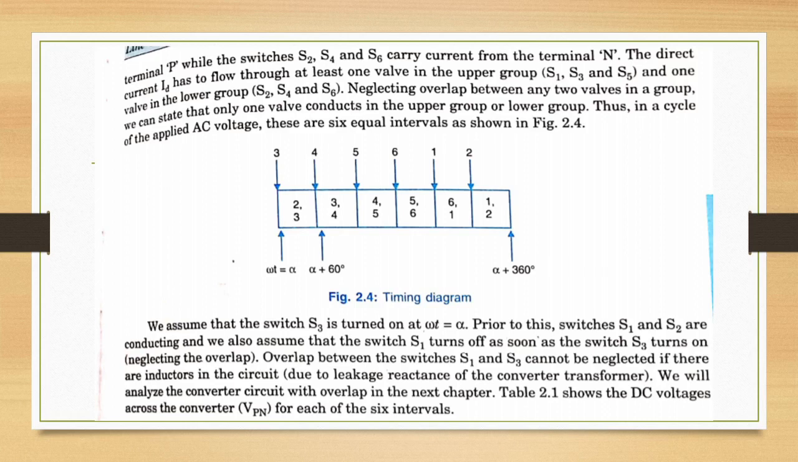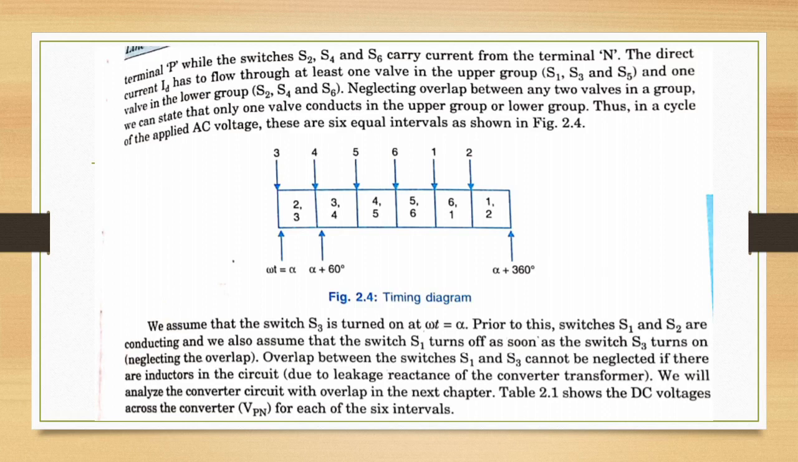So neglecting overlap between any two valves in a group, we can state that only one valve conducts in the upper group or lower group. Thus, in a cycle of applied AC voltage, there will be 6 equal intervals as shown in the figure in the timing diagram. So we assume that switch S3 is turned on at omega t equal to alpha.